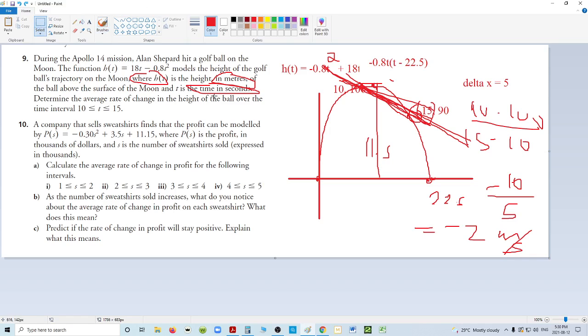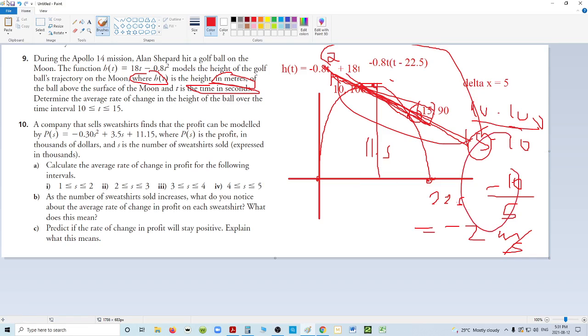Pretty good question, and how you would do it manually is you would take this 15 and plug it into your calculator, and you do 15 squared, multiply it by negative 0.8, and then add 18 times 15 to get your y of 90. Sorry, for 10: 10 squared is 100 times negative 0.8 is negative 80, and then 10 times 18 is plus 180. So you get 100, which is what we got. And then you would take your 15 seconds, square that, multiply it by negative 0.8, and then add 18 times 15, which would give you 90, which is what we got.